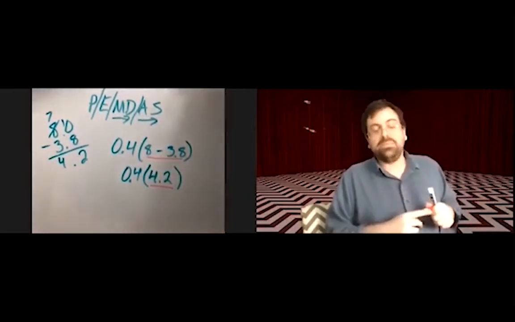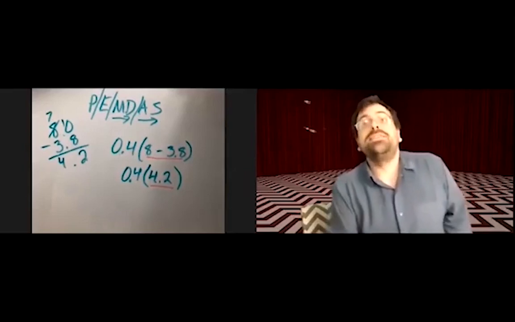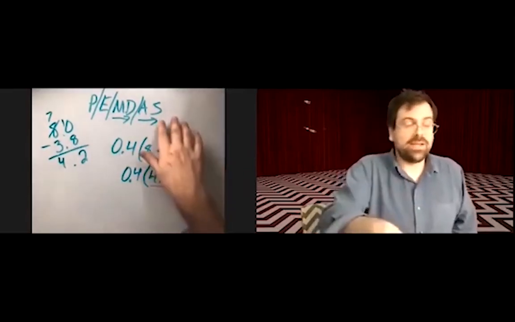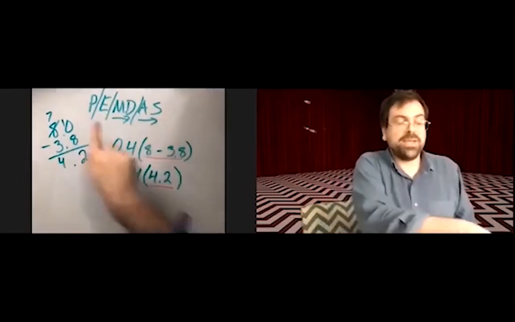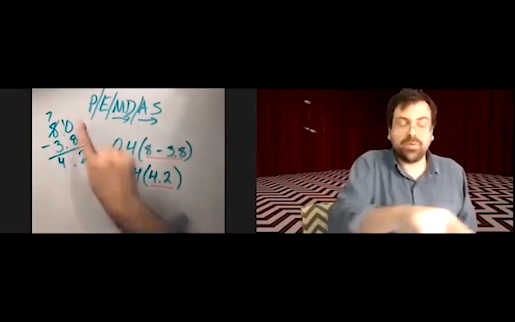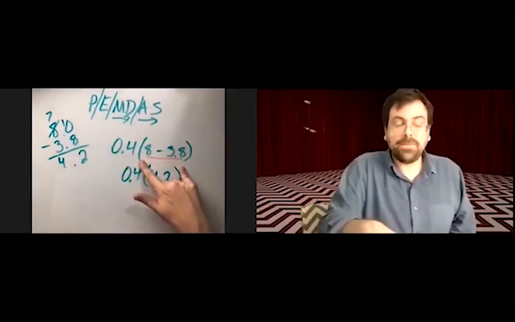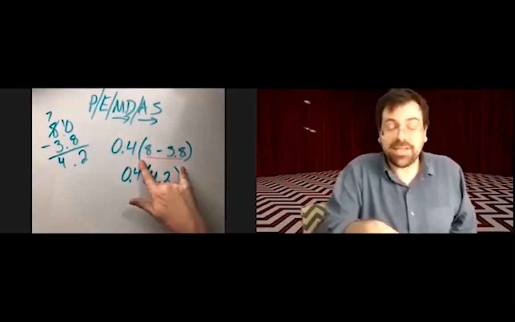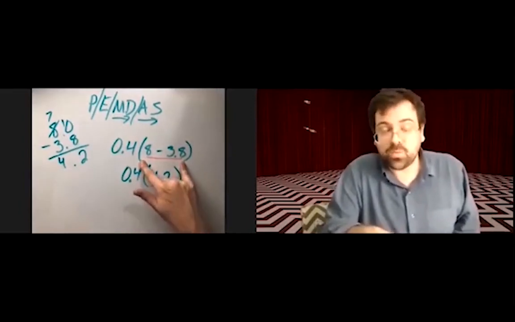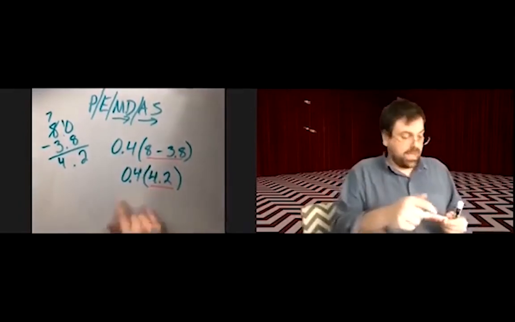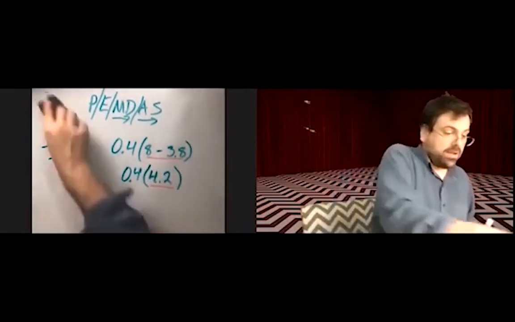We worked inside the parentheses first. That's why we did subtraction first, not because we're breaking the rules, but because the rules say work inside the parentheses using order of operations in there as well. And all we had was this one subtraction problem. And then we multiply.